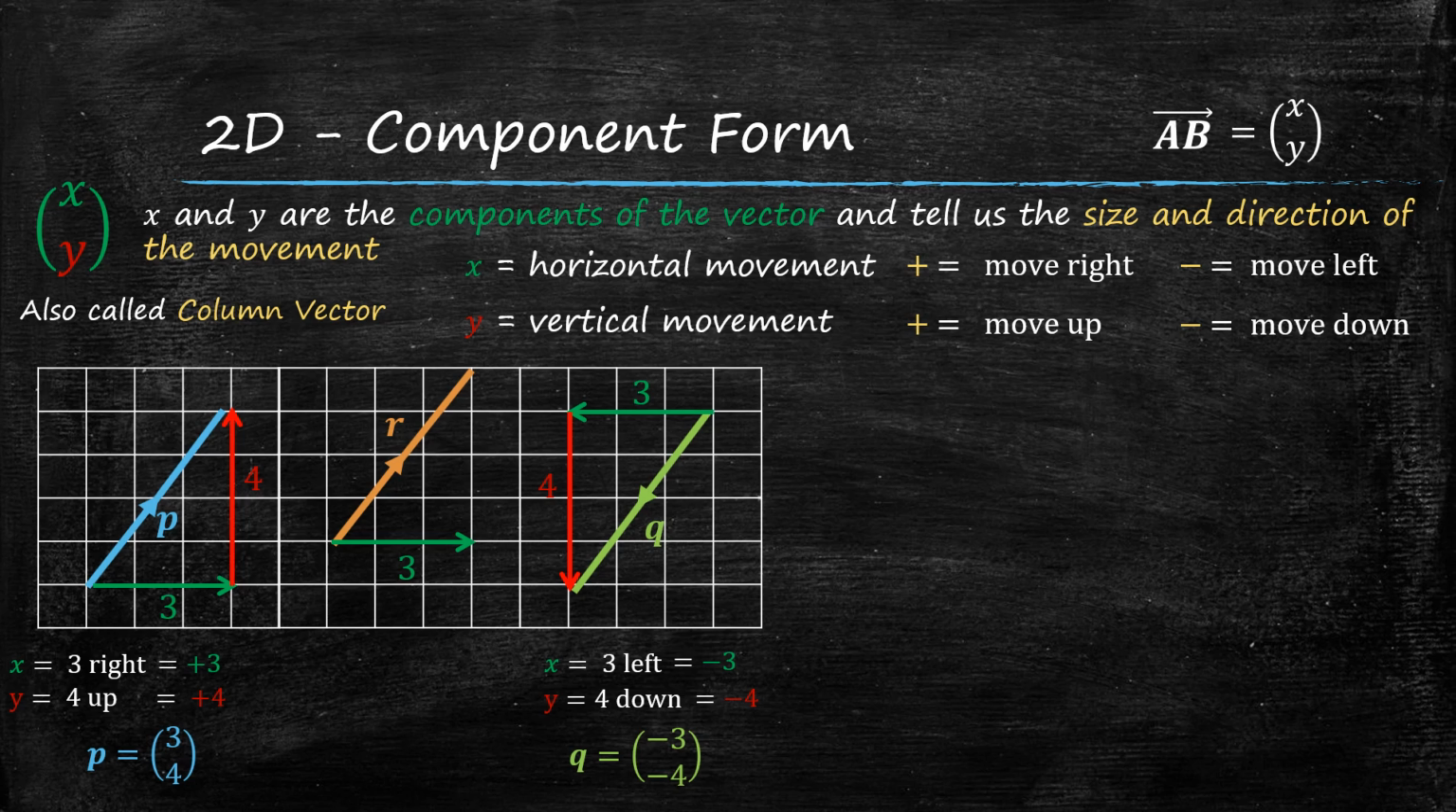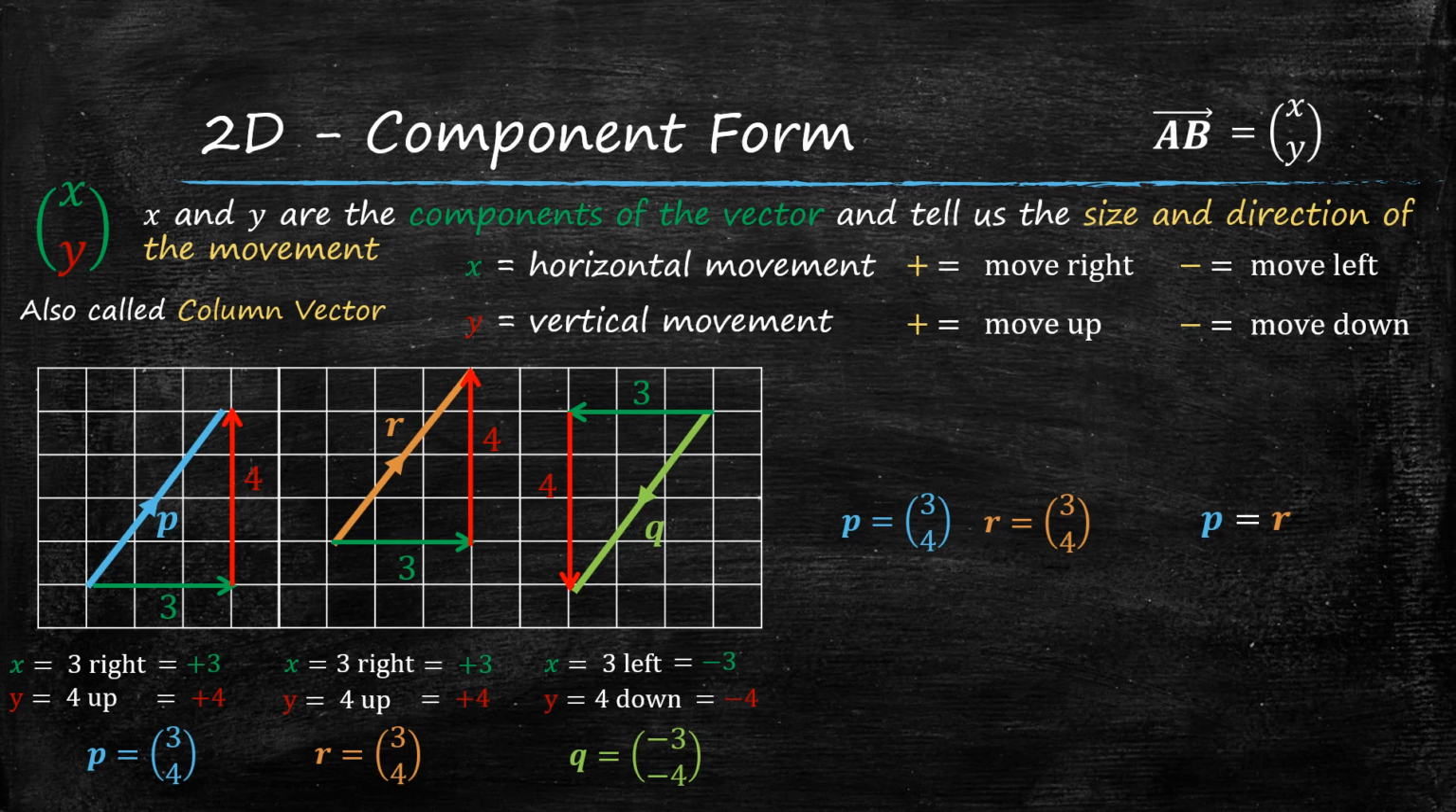Again, this is representative of 3 units to the right and 4 units up the way. So x is plus 3 and y is plus 4. So the vector r is equal to (3, 4) in component form. 3 units to the right in the positive direction and 4 units up the way, again in the positive direction. Now what we can see here from these two vectors is that vector p equals (3, 4) and vector r also equals (3, 4). So vector p is equal to vector r.